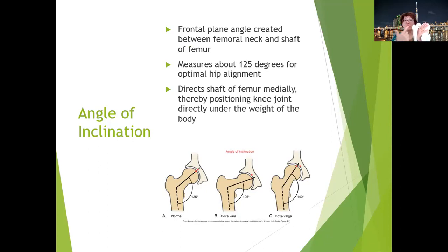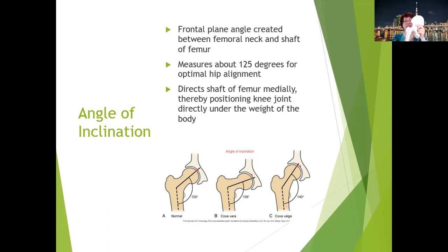The average, normal, optimal, whatever you want to call it, measurement for the angle of inclination is about 125 degrees. So that 125 degrees directs, so if you had the femur straight up, it wouldn't meet the tibia at the knee. So it directs it medially, so it meets the tibia at the knee. It also determines how the head of the femur is going to articulate with the acetabulum. So at our normal 125 degree angle of inclination, that maintains our good alignment.